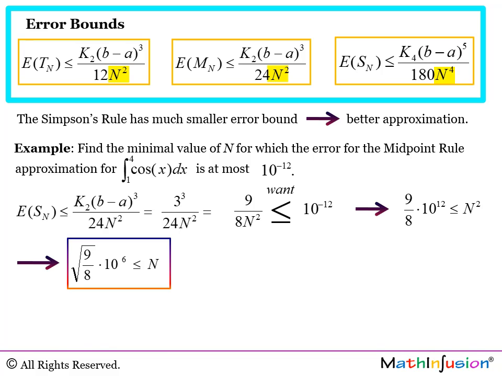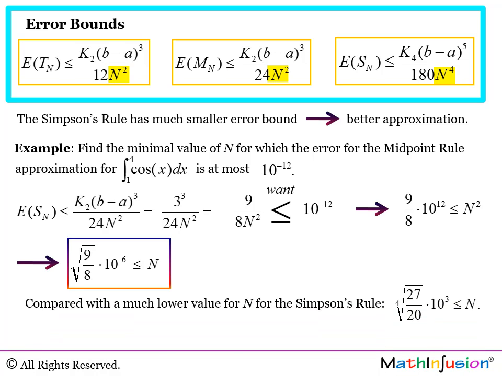The Simpson's rule is more accurate and it's a much more efficient process of approximation than the midpoint rule. We need n which is more or less 10 cubed, while using the midpoint we will have to use n which is more or less 10 to the 6.